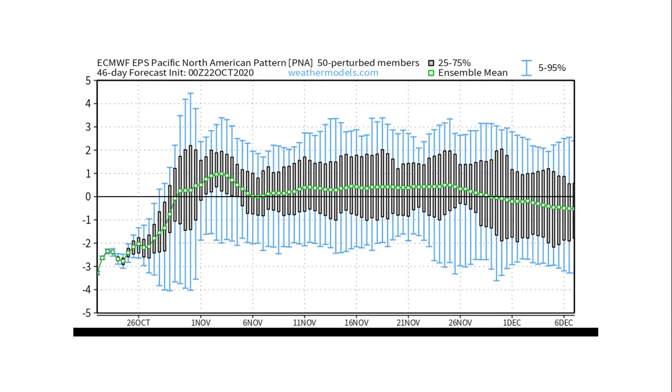The European EPS Pacific North American pattern, 50 perturbed members, 46-day forecast. Now this one goes out to 6 December, and you'll notice again as we head into the final week of October and the first few days of November, a positive trend to the PNA, and then overall neutral from there, from the 6th of November, pretty flat, that green line, as we head in through late November.